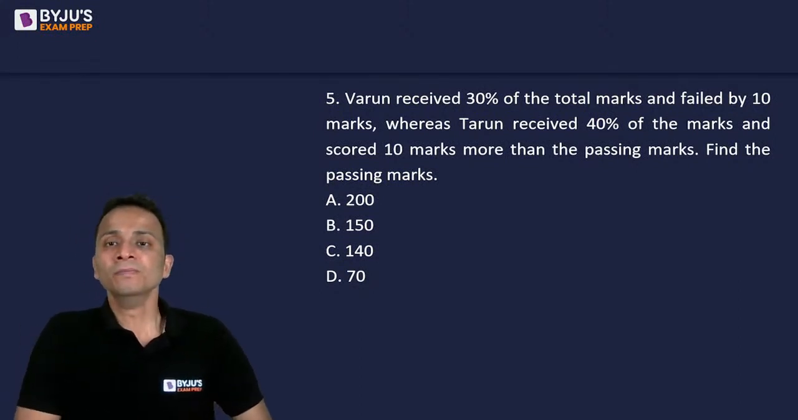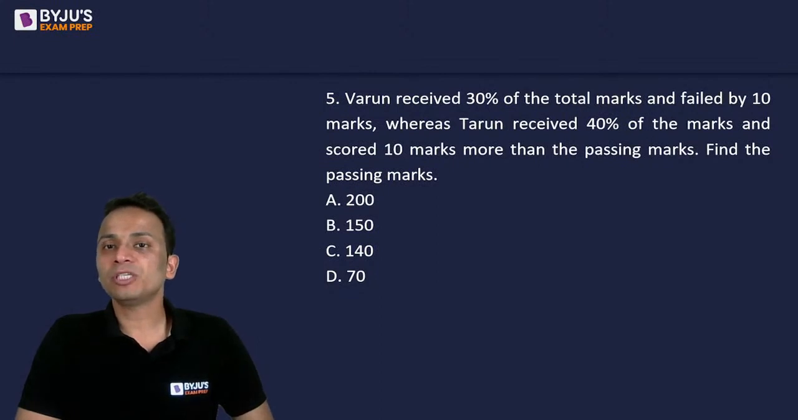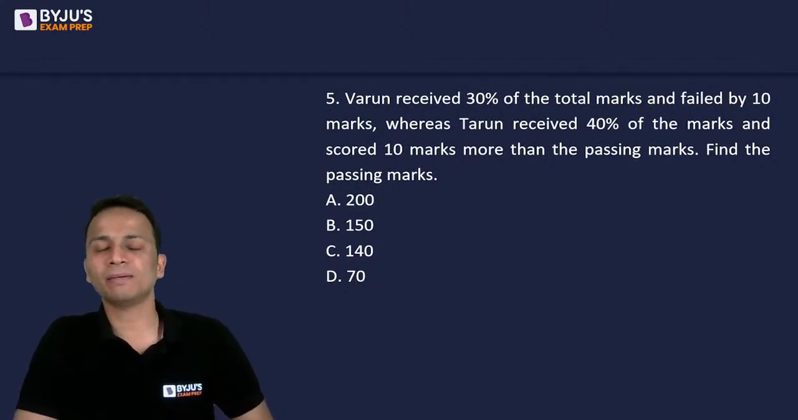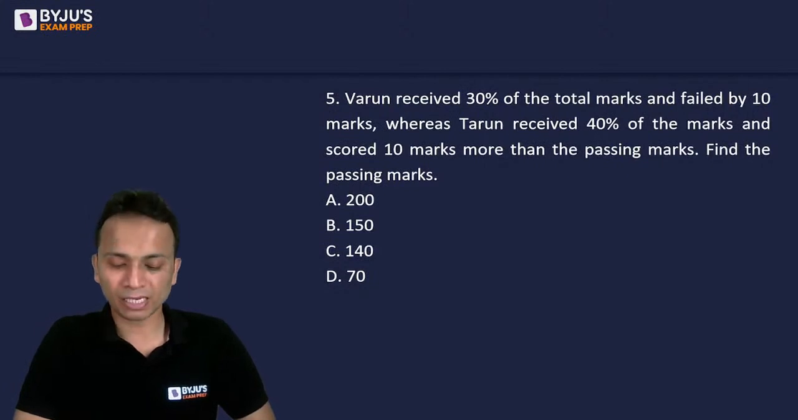क्वेश्चन नंबर 5. Varun received 30 percentage of total marks and failed by 10, whereas Tarun received 40 percentage of marks and scored 10 percentage more than the passing marks. Find the passing marks.